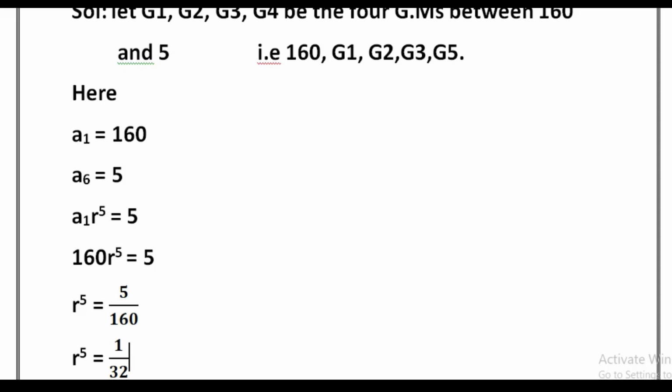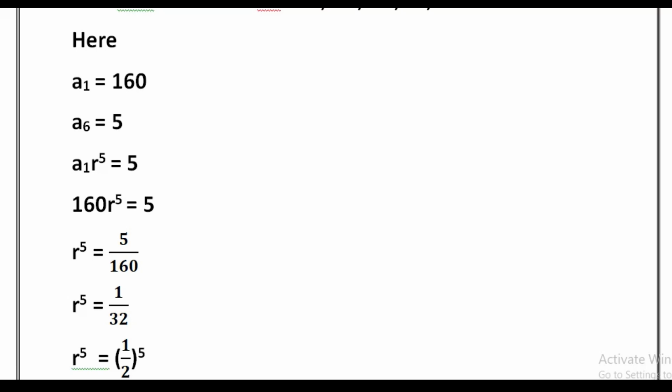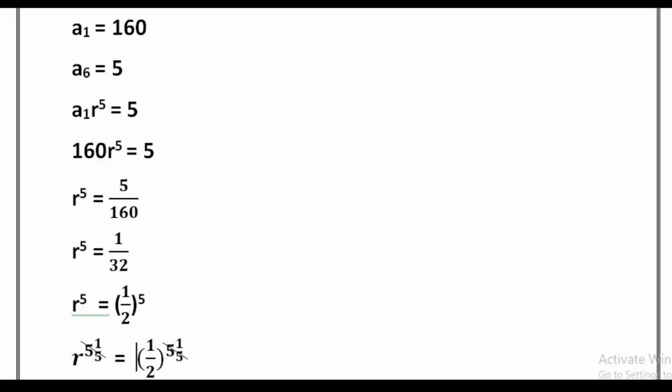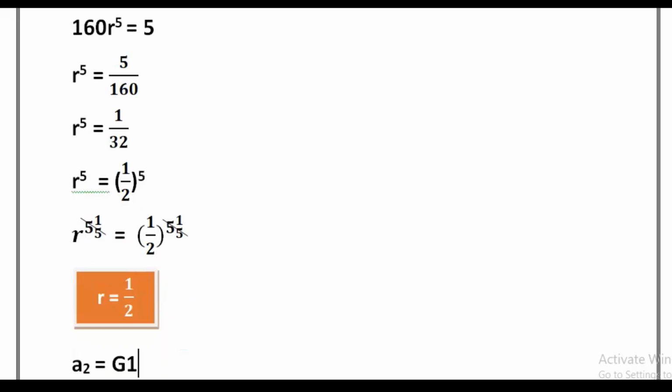So 1 power 5 is equal to 1. 32 is 2 power 5, that is 2 power 5 is equal to 32. So (1 divided by 2) whole power 5 can also be written this way. Taking fifth root on both sides: r power 5 whole power 1 divided by 5 is equal to (1 divided by 2) power 5 whole power 1 divided by 5. 5 cancels. So r is equal to 1 divided by 2.